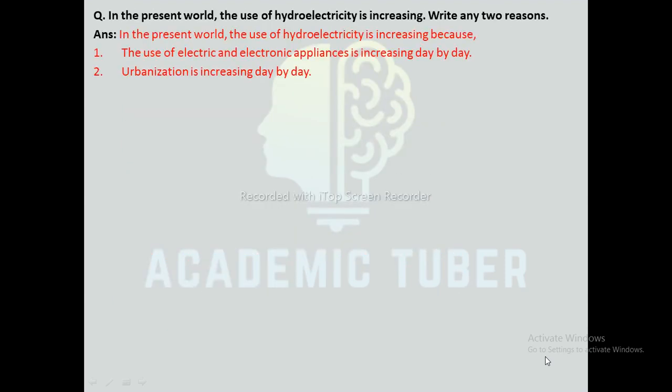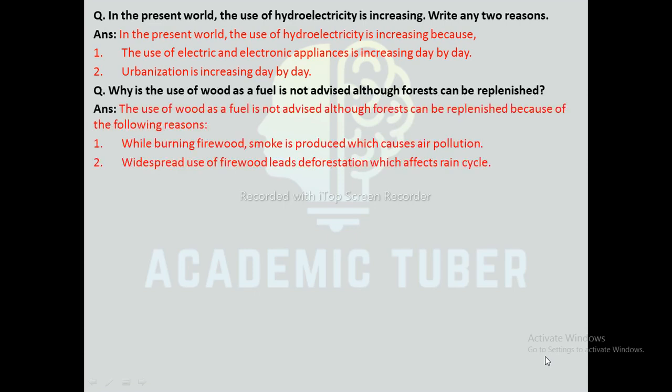Next question. In the present world, the use of hydroelectricity is increasing. Write any 2 reasons. The use of hydroelectricity is increasing because of the following reasons. The use of electric and electronic appliances is increasing day by day. Urbanization is increasing day by day.